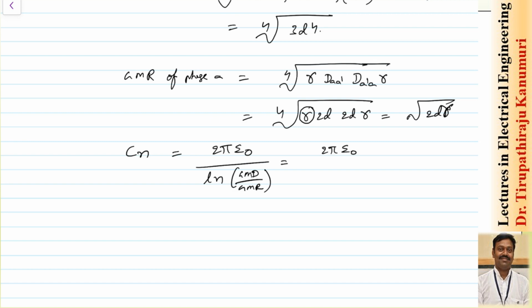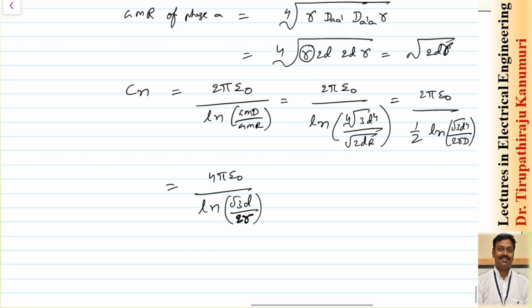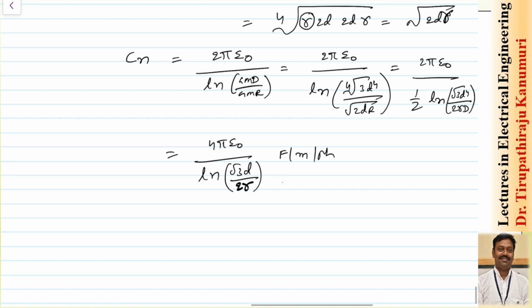So this if you substitute, you will get it as 2 pi epsilon naught ln of 4th root of 3d to the power of 4 divided by square root of 2d R. So if you simplify this, this will become 2 pi epsilon naught divided by 1 by 2 into ln of 3 times of d to the power of 4 divided by 2 times of rd. That square root or 1 by 2 I have taken outside. So this if I simplify, this will become 4 pi epsilon naught divided by ln of root 3d divided by 2r. Okay, this is in farads per meter per phase. So this is same as what we have calculated per phase. So you have to remember, if you are using the GMD and GMR method, whether you are calculating the inductance or the capacitance of double circuit line, you will directly get the inductance or capacitance per phase value directly. So that thing you have to remember.